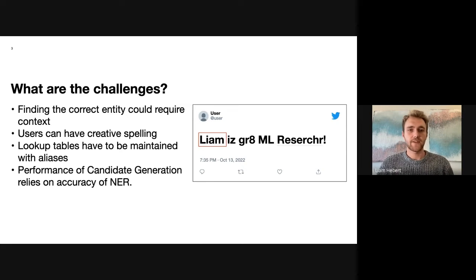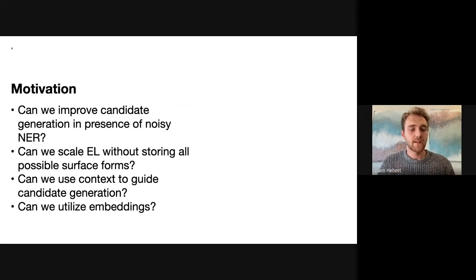For example, finding the correct entity often requires context, which is not available on social media. Second, users can have very creative spelling, where misspellings are very common on this platform and not the clean text that we're used to. Third, lookup tables have to be updated to account for all the different ways something can be misspelled in order to match different aliases over time. And then lastly, with a lookup type approach, the performance of candidate generation very heavily relies on having very accurate spans. And so that motivated our study.